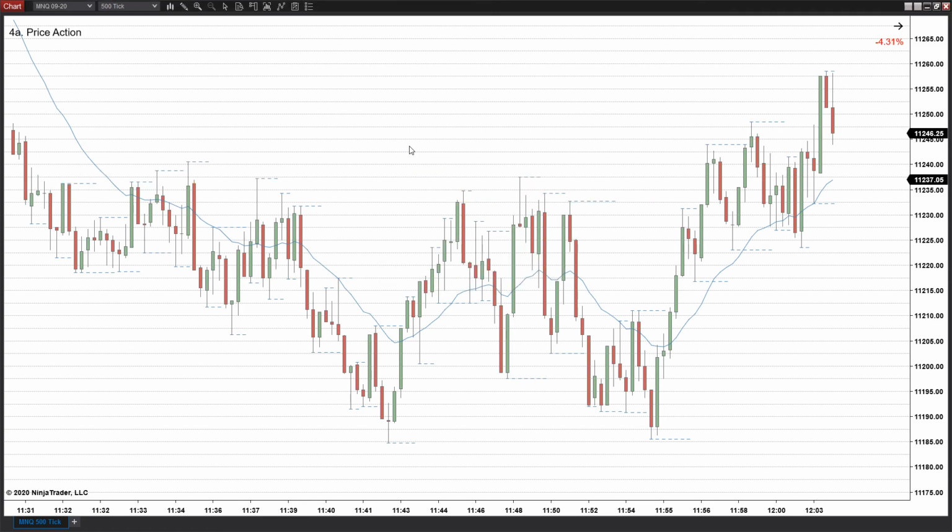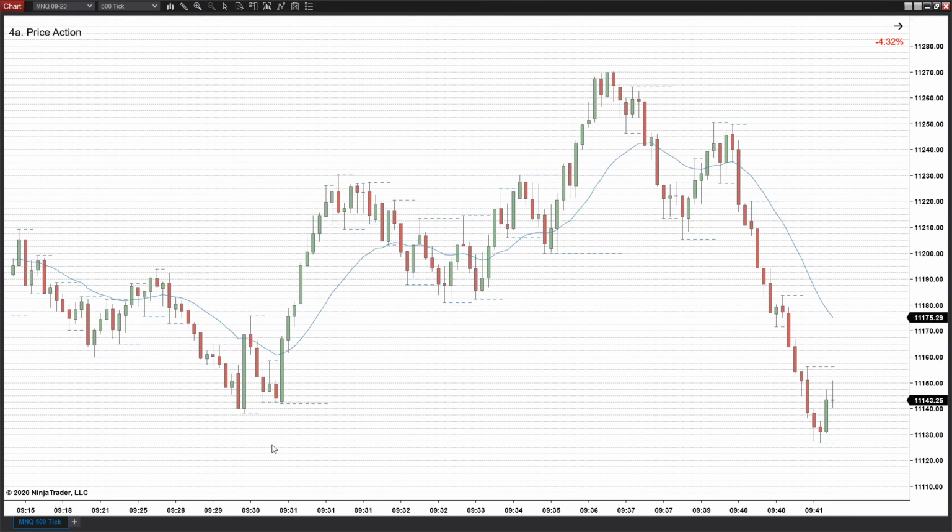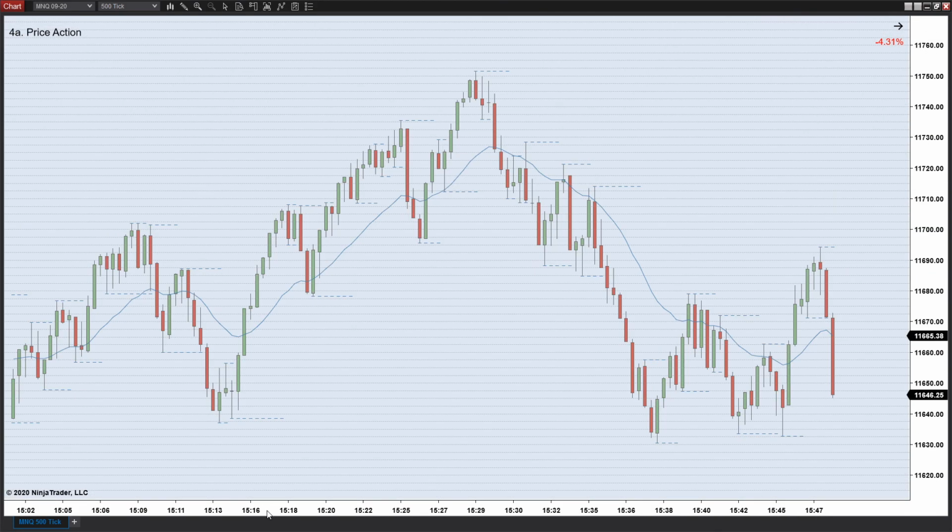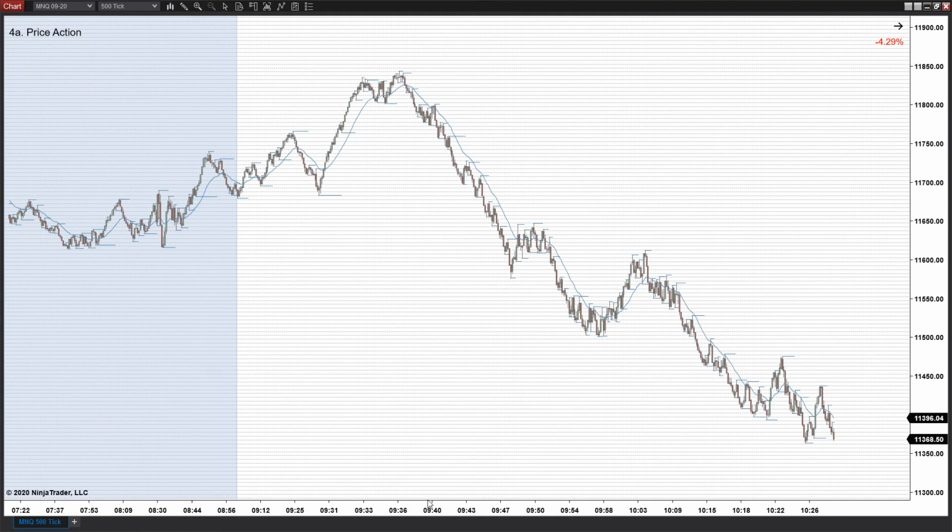So if you zoom out a little bit further, and let's go back a little ways here so we can't cheat. We got to look at something that's fresh, and then we'll zoom out a little bit further.